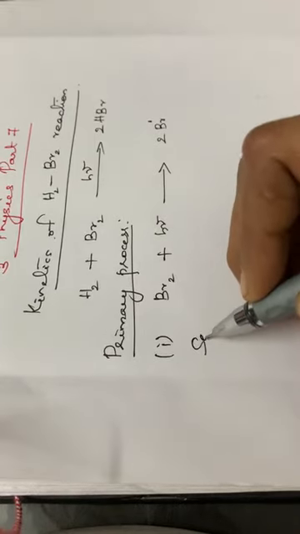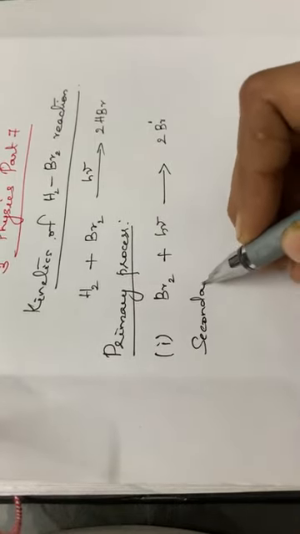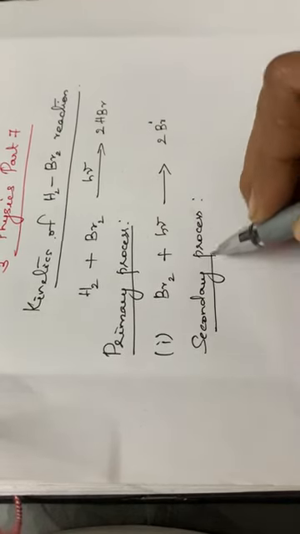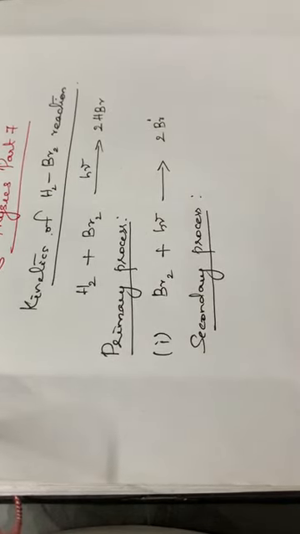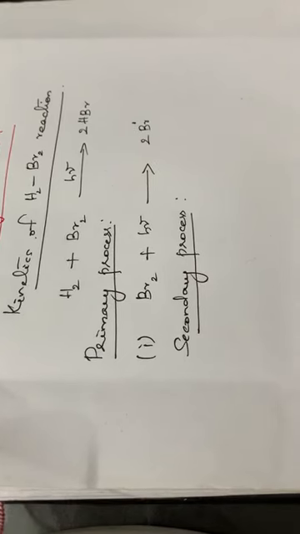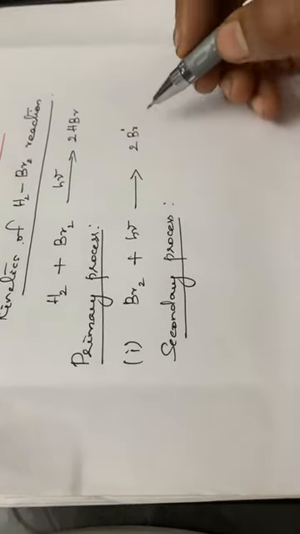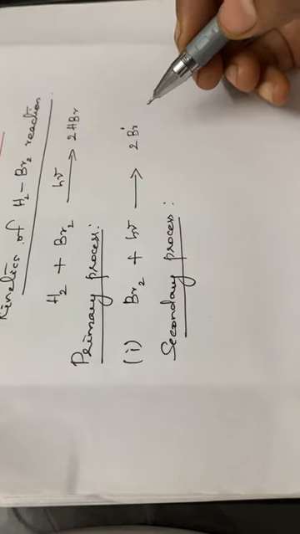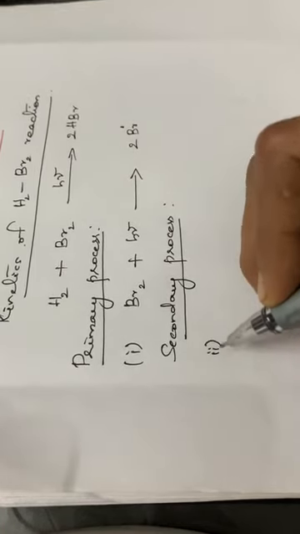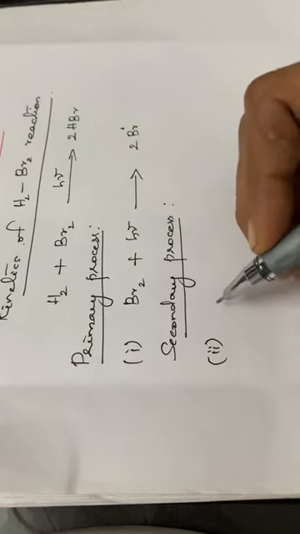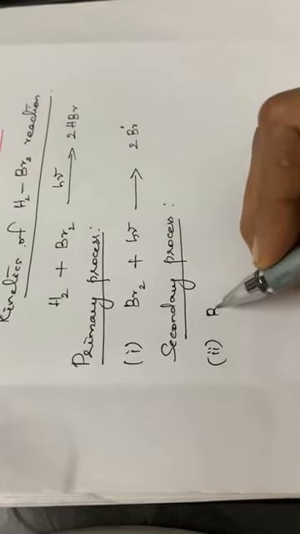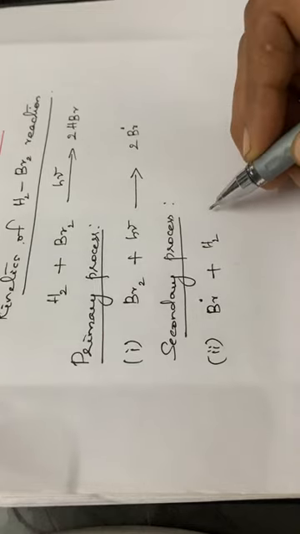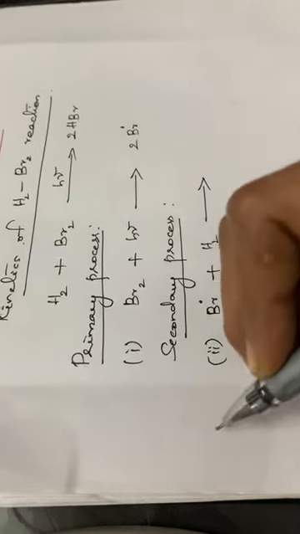Then the next one is the secondary process. In the primary process, the bromine free radical is formed, which is the initiator of that particular reaction. Then in the second reaction, in the secondary process, one of these bromine free radicals reacts with a hydrogen molecule, H2.